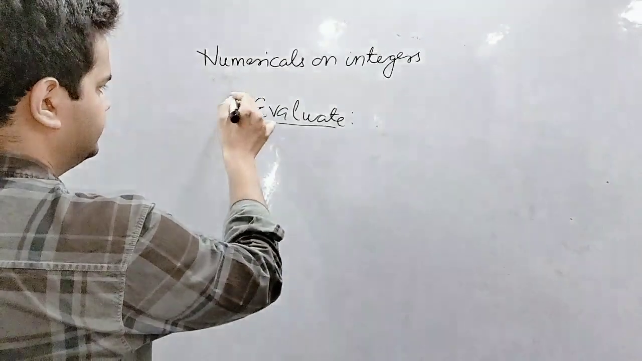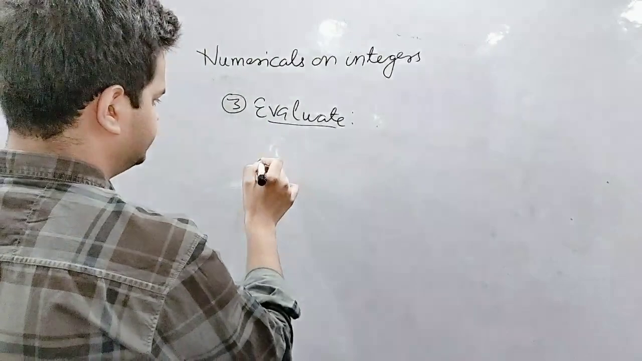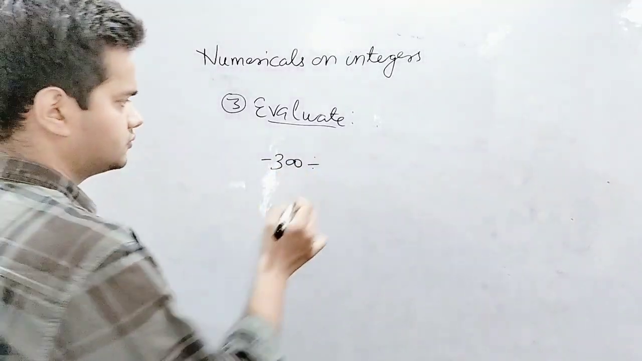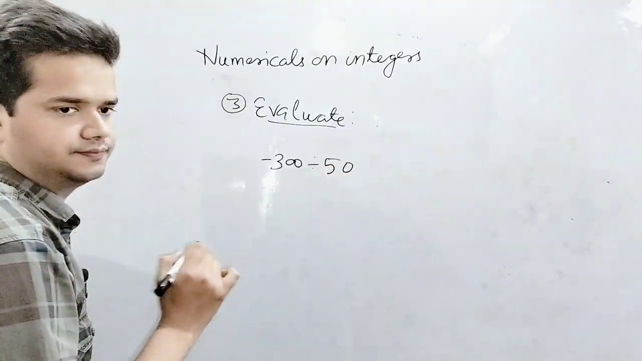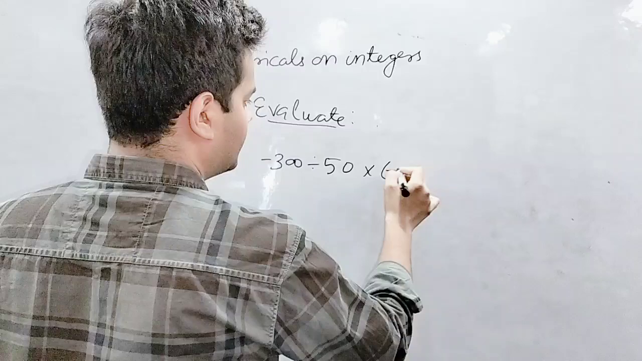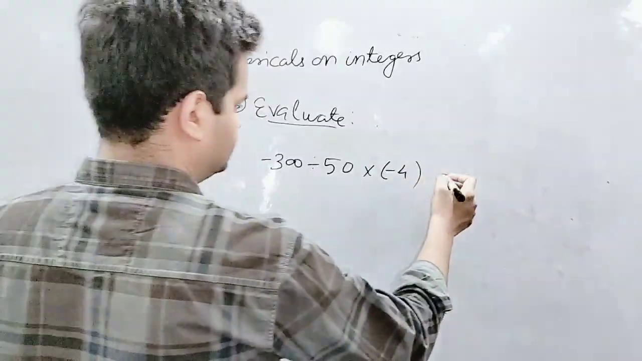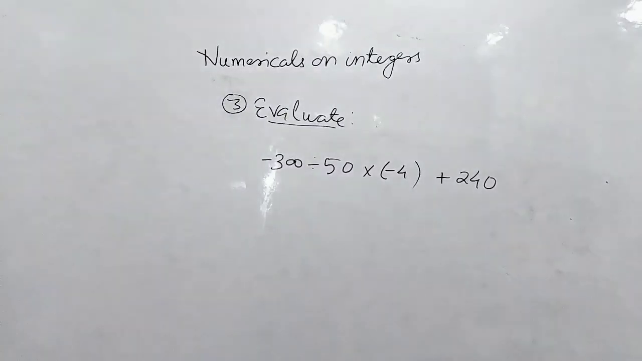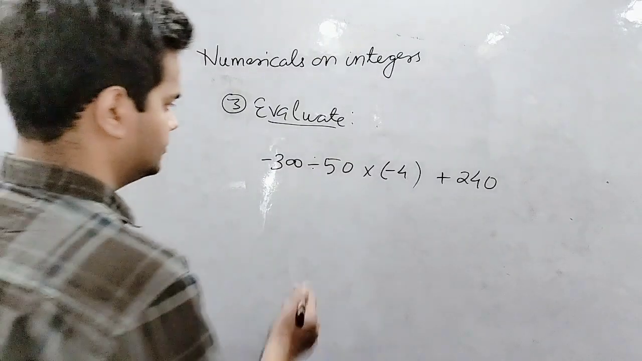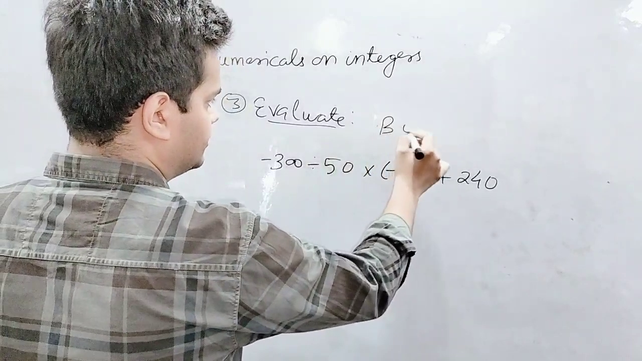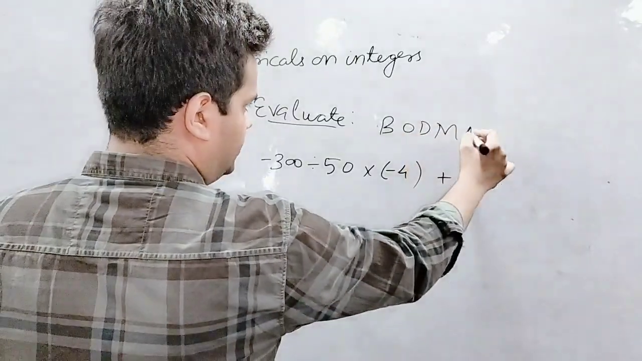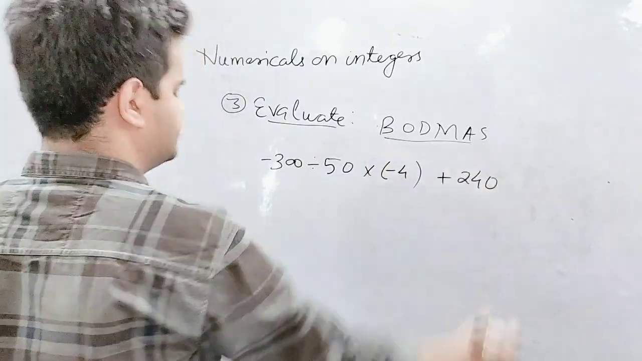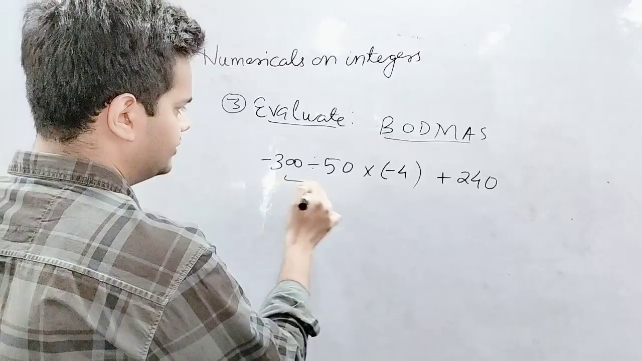Now, question number 3 is, evaluate minus 300 divided by 50 into minus 4 plus 240. ओके, तो फिर यहाँ पे we use BODMAS. What is BODMAS? Bracket, division, multiplication, addition, subtraction. So this is done in class 5 and 6. So first we will divide.